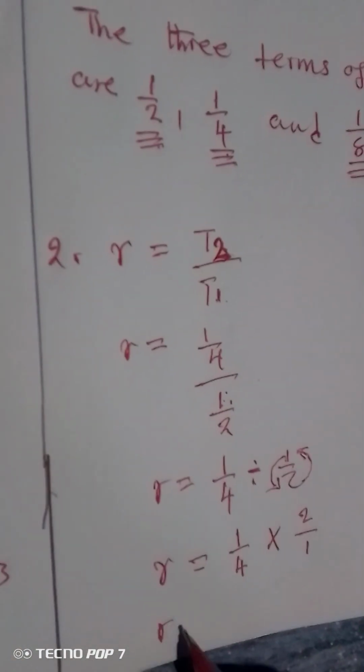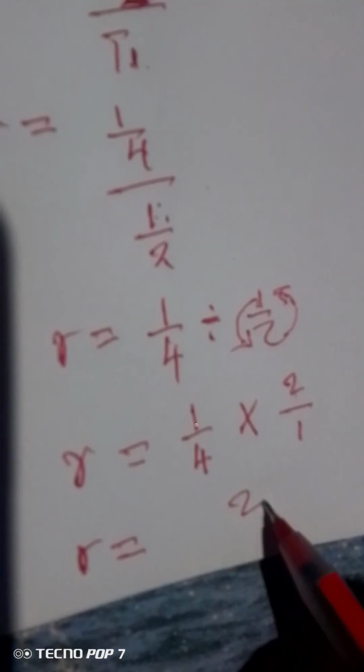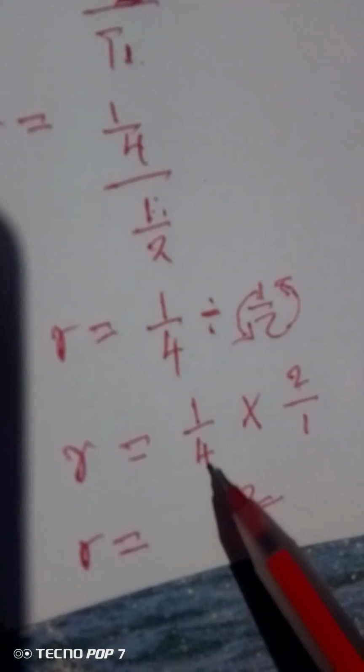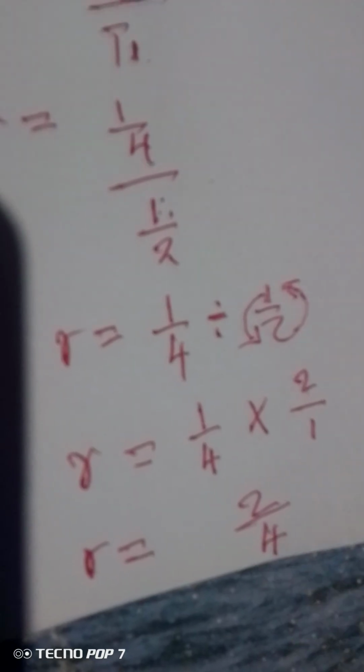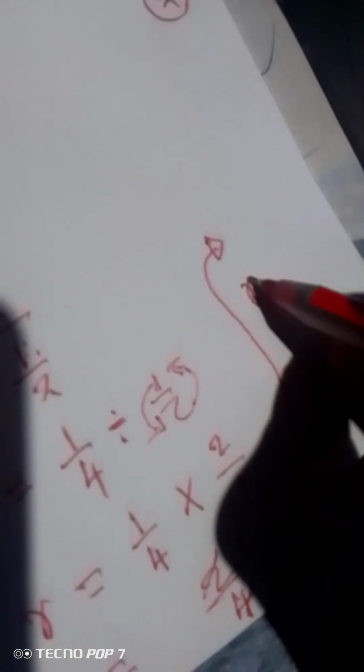So 2 over 1. R is equal to, we multiply directly now. What is 1 times 2? We get a 2 here over, and then 4 times 1, we get a 4. So 2 into 2 is 1, 2 into 4 is 2. So the final answer: our R is equal to 1 over 2. This is our R. Very good.